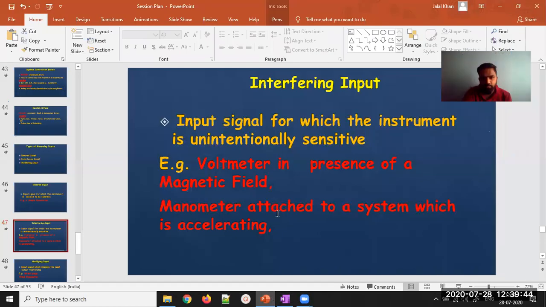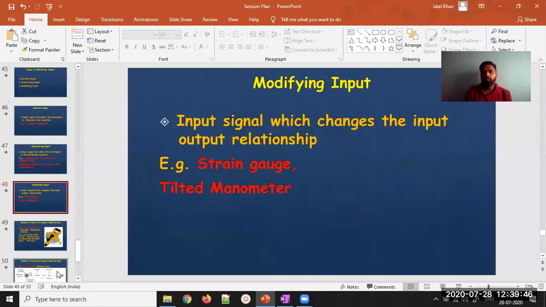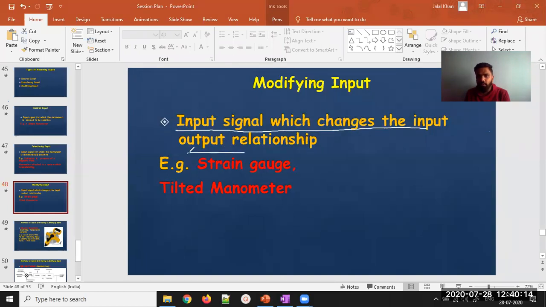Now we will take the third part, modifying input. Now this is something which is correlated to the interfering input only, but in addition to that, something interfering is like, the instrument cannot oppose it. Okay. And modifying input, you can see it here. We have already mentioned it. I will just try to explain it as fast as possible so that we complete it within time. So it changes the input output relationship. So this is also a part of interfering input.